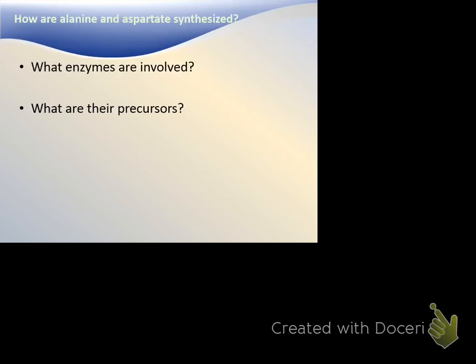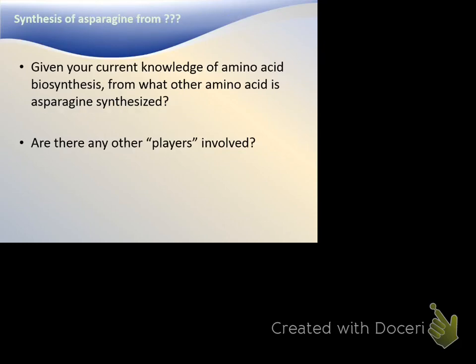Pyruvate, and the enzyme is alanine aminotransferase. And aspartate comes directly from what alpha-keto acid? Oxaloacetate, and it's also aspartate aminotransferase that's the enzyme used to make it. And so that's all the review for that part. Now we're going to talk about the synthesis of asparagine.